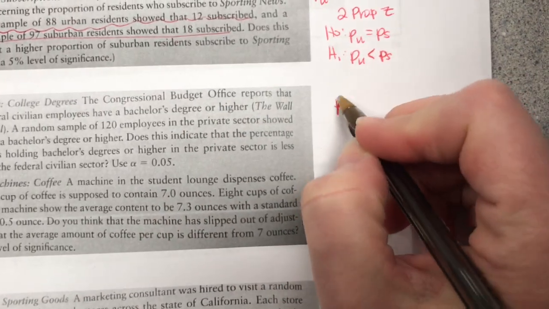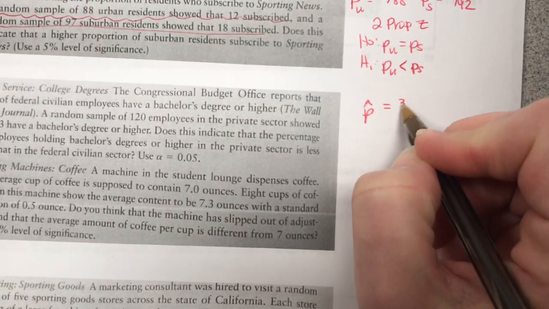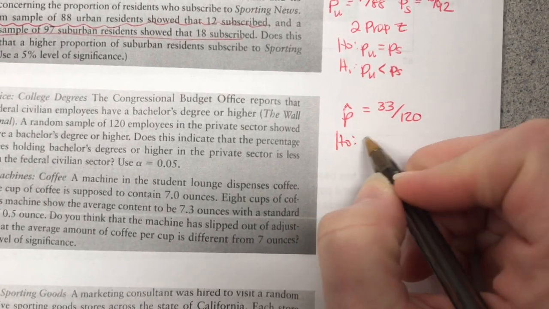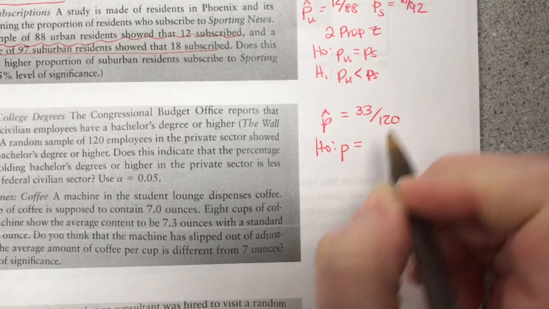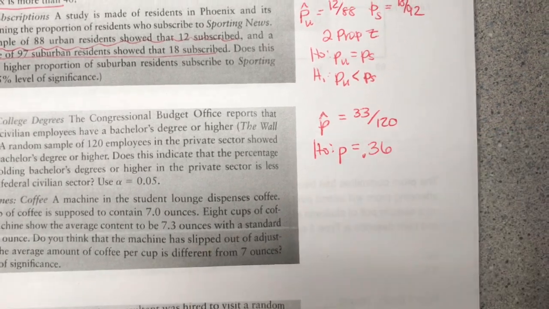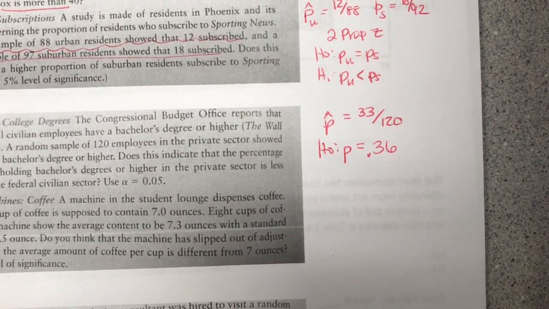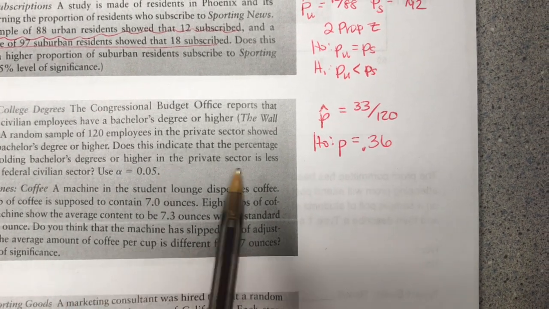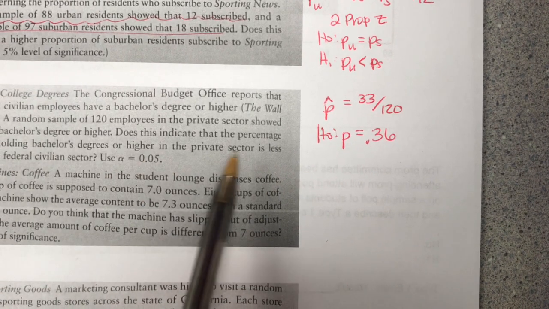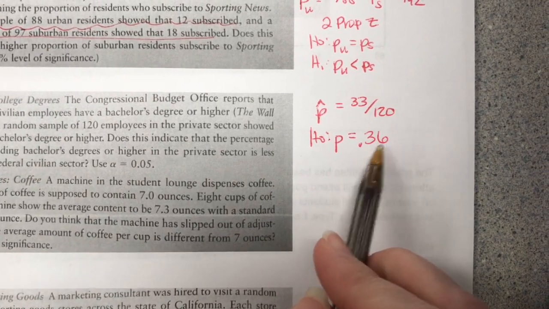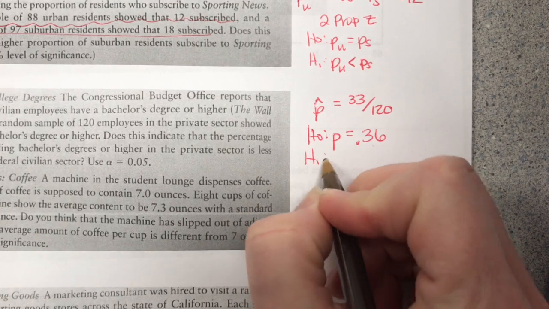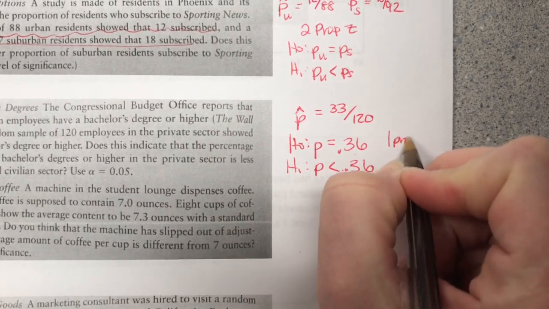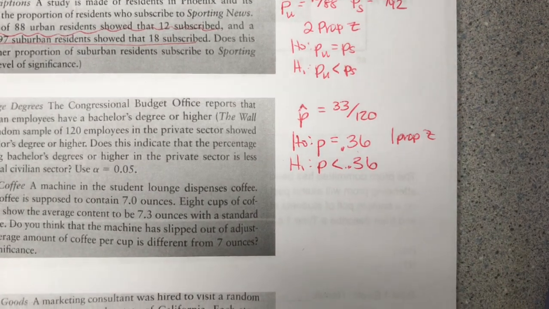So this actually, the only sample proportion we have is 33 out of 120, but we're going to compare that to the true proportion of 36%. So it's a 1 prop Z test. We're comparing it to 36%, and it says higher in the private, or wait, less than that of the 36%. Sorry, read the question again. This should be less than. And again, run a 1 proportion Z test in your calculator.